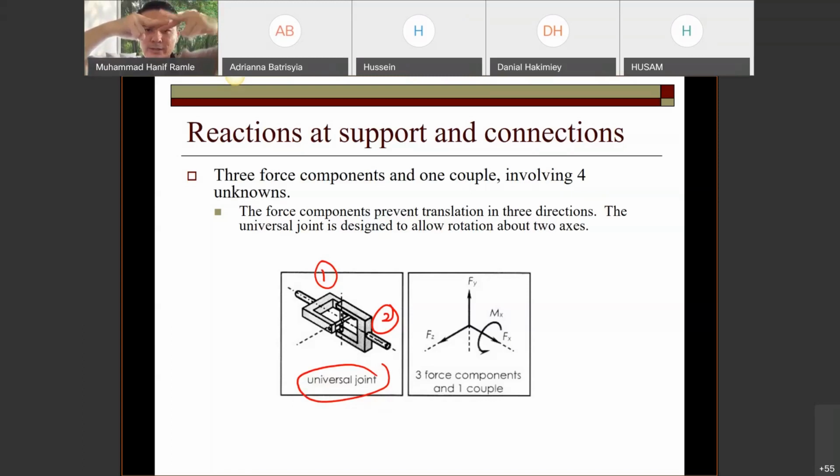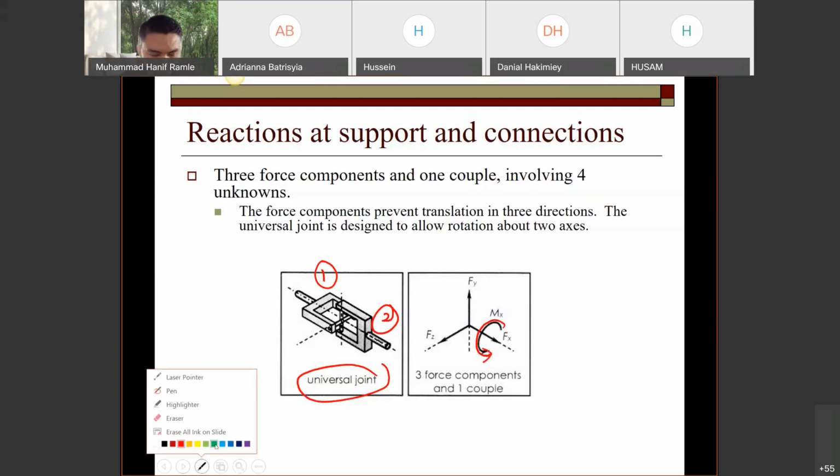The one that cannot is the x direction shown in the slide. The rotation can be like this, can be like this, but this cannot, because of the restriction. So that's why there is only one restriction for the moment.